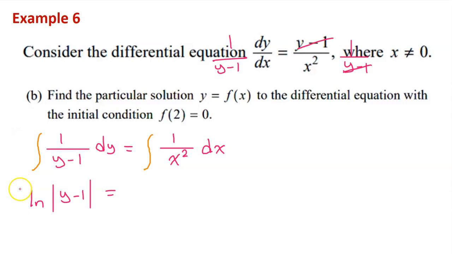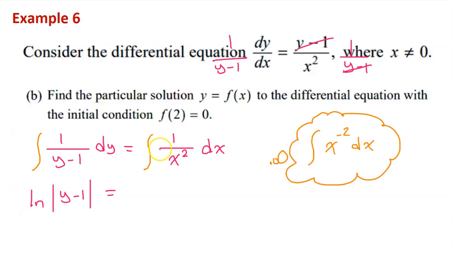Normally we would have to divide by u prime, but in this case u prime is 1, so dividing by u prime doesn't change anything. On the right-hand side, I'm going to think of this as x to the negative 2 power, so I can do the power rule of integration. Adding 1 to this exponent gives me x to the negative 1 power. Dividing by the new exponent gives me a negative sign out in the front. And don't forget the plus c.